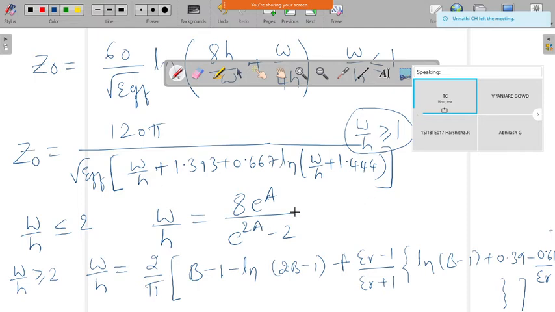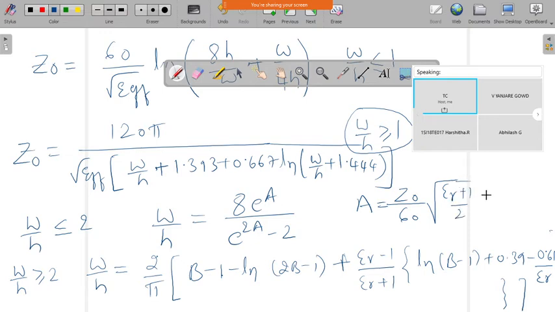Now where the A and B values are concerned, A is nothing but Z0 by 60 into square root of epsilon r plus 1 by 2, plus epsilon r minus 1 by epsilon r plus 1, into 0.23 plus 0.11 by epsilon r. So this is the A value we have to find out, and similarly we can write the B value. I'll write the B value on the next page.